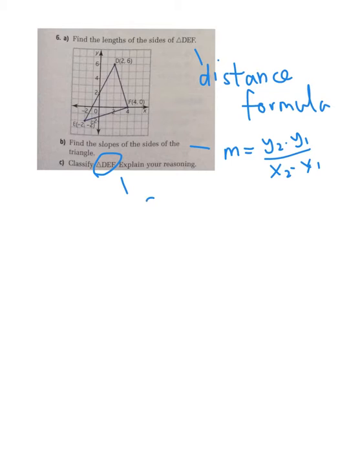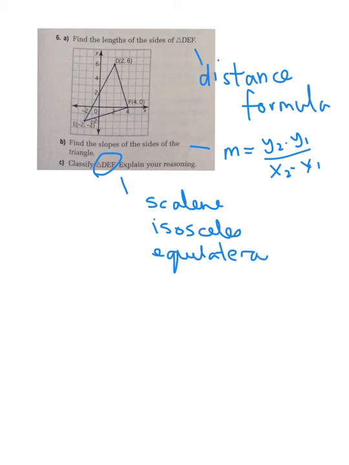Well, it could be a scalene triangle. That's where all sides are different. Isosceles triangle, that's where two sides are the same. An equilateral triangle, that is where all three sides are the same. Or of course it could be a right triangle in combination with the three up above, and that would be when two slopes are negative reciprocals, i.e. you've got a right angle in there.